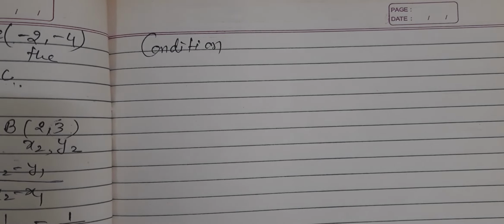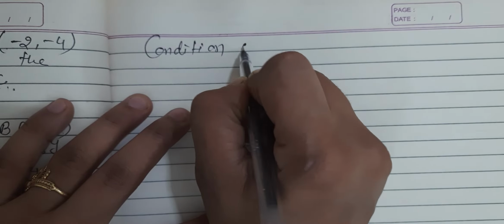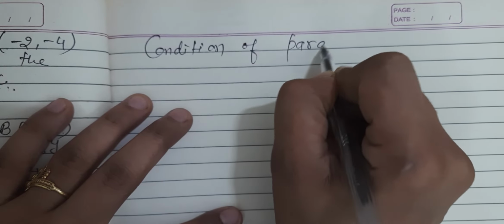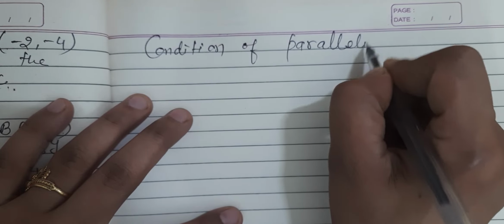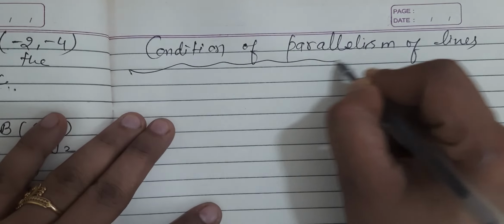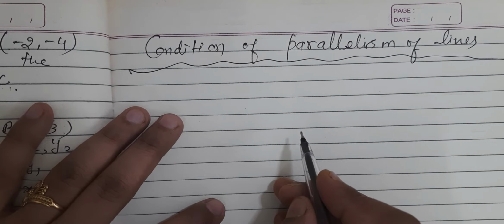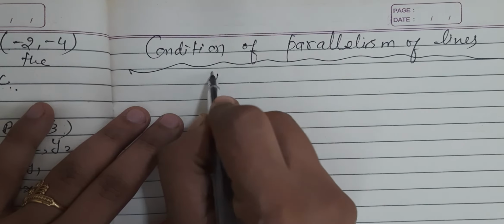Okay, when the lines are parallel to each other and when the lines are perpendicular to each other. So this is the first condition: the condition for parallelism of lines, which means when two lines are parallel.